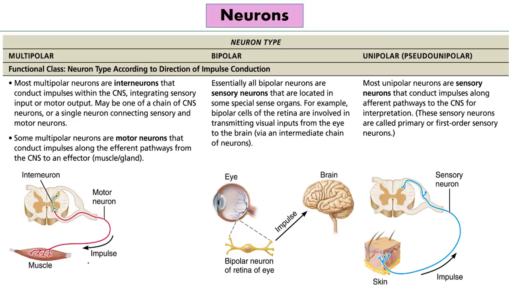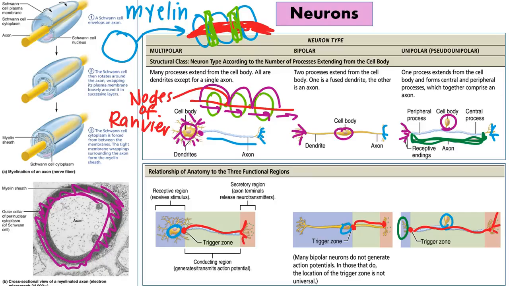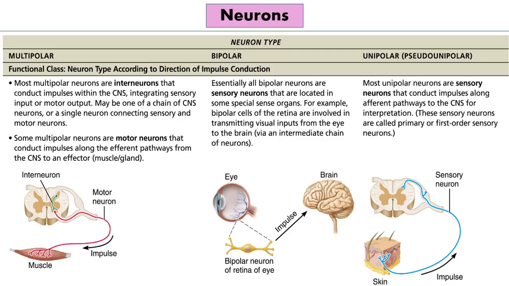Then we can have bipolar neurons that are usually going to be for special sense organs like the eye. Those bipolar neurons, again, will still have the same setup like we saw before. They're still going to have their dendrites in the cell body, and it's still going to have a trigger zone right there by that cell body to help those messages come through. Okay? But remember, they don't always have action potentials.